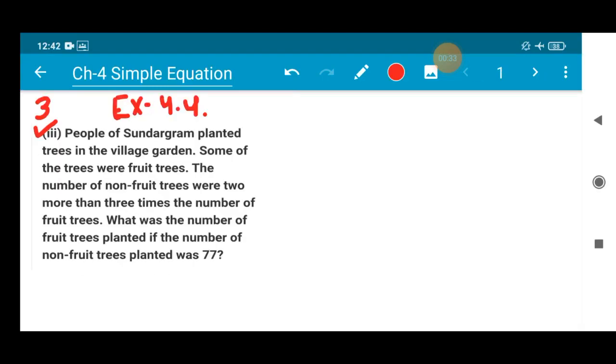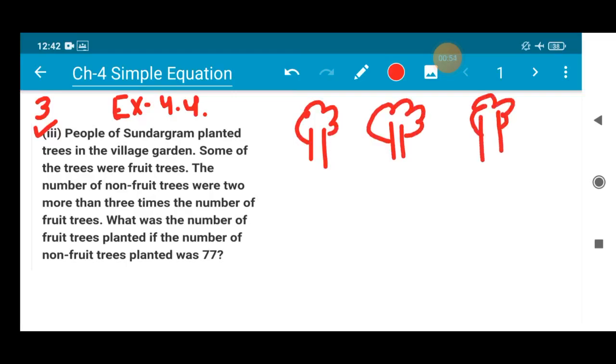Okay, so question number 3 part 3, here it is: People of Sundargram planted trees in the village garden. Some of the trees were fruit trees. Suppose these are the trees here. Some of the trees give us fruit, like apple, mango, those types of trees. And there are other types of trees which don't give any fruit to us, that is called non-fruit trees. Suppose these two are the non-fruit trees here.